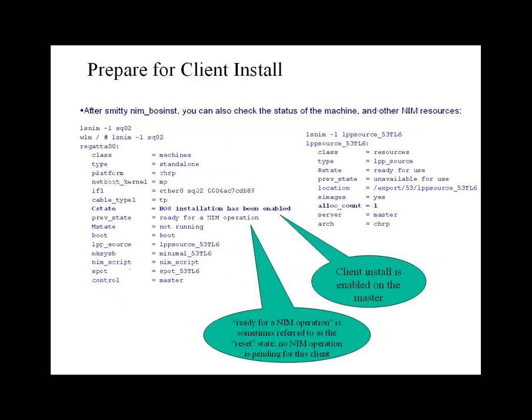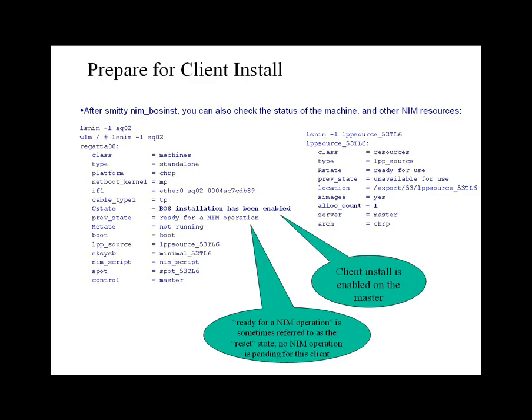So this is on the master. If I look at lsnim -l SQ02, that client name shows the Cstate of BOS installation has been enabled. If it showed Cstate ready for NIM operation, we refer to that as a reset state, that no NIM operation is pending for this client. But in this case, BOS installation is enabled. It shows the resources, the LPP source, the mksysb, the SPOT down below, that this client has a reservation for and will be using during an install.